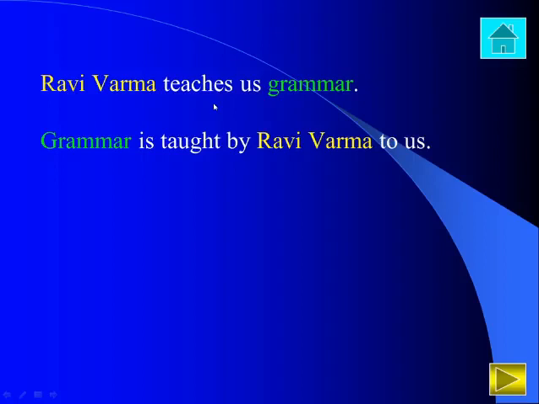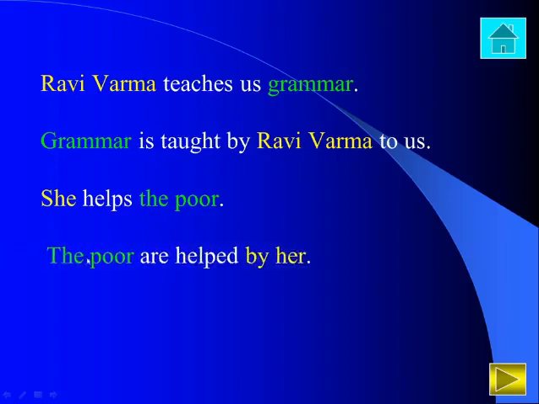Okay. Ravivarma teaches us grammar. So here, taught. Without knowing this, that the verb 3 of teaches is taught, without knowing this verb, you cannot change the active voice into passive. That's why I asked you to learn the 3 forms of the verbs. She helps the poor. The poor are helped by her. The poor, normally the singular and plural are also the same. The poor is helped also. Poor means not only one here, that's why I used 'are'.